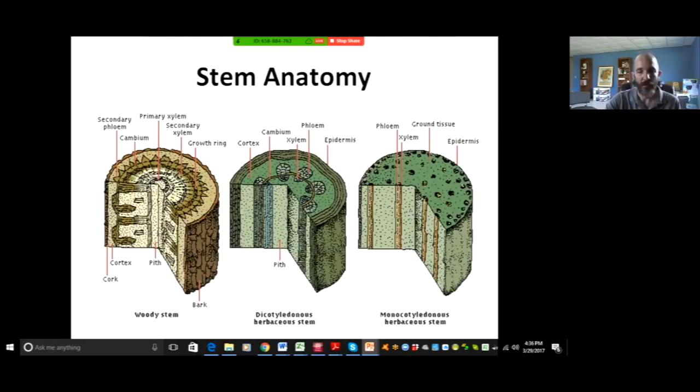Same with the stem anatomy. You have woody stems, and then the dicot and the monocot. We looked at how the dicot has the ring where the xylem and phloem are organized, whereas the monocots don't. So there's a lot of complexity within the same categories of plants. You can really get a sense of how amazing plants are, and the differentiation of the plant itself in regards to how it grows.